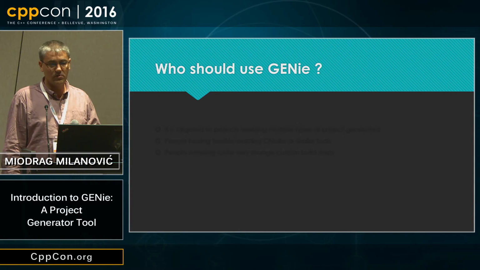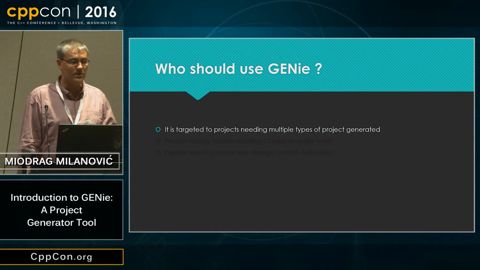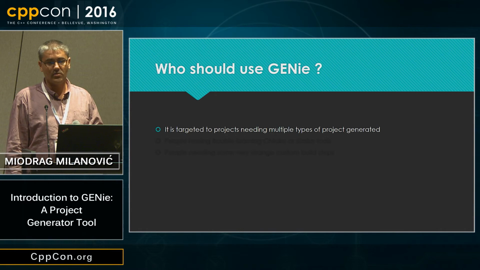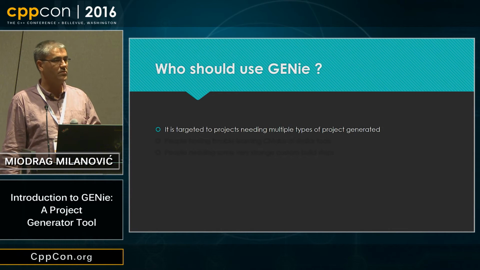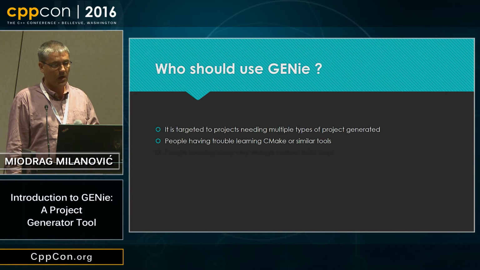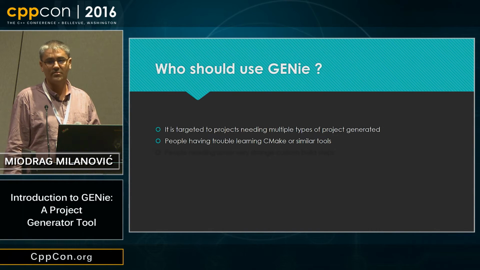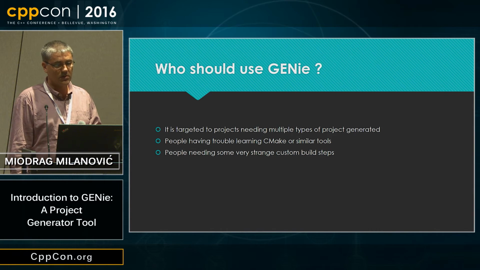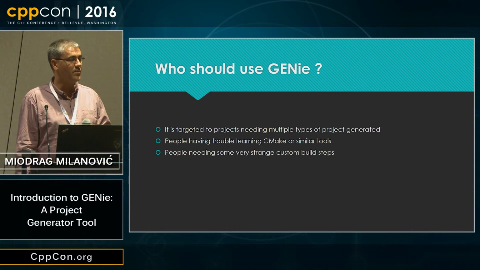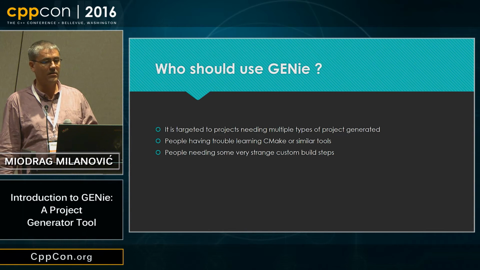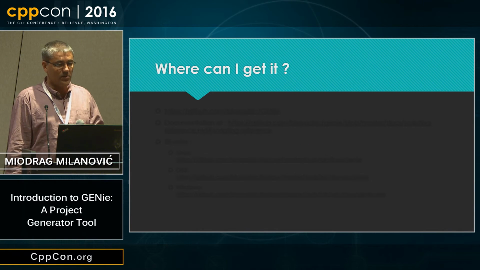And who should use GENie? It's targeted at projects needing multiple types of projects generated. So, for example, if you are developing for multiple platforms, it's much easier for you to get it running. And it's targeted at people having trouble learning CMake or similar tools. It's also for people that need some additional things that are not available in CMake or are hard to do.